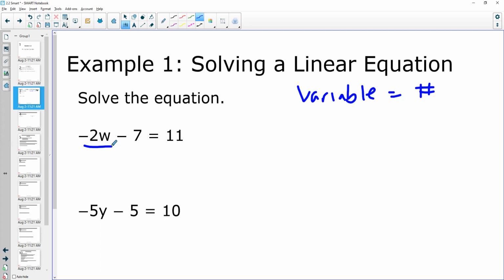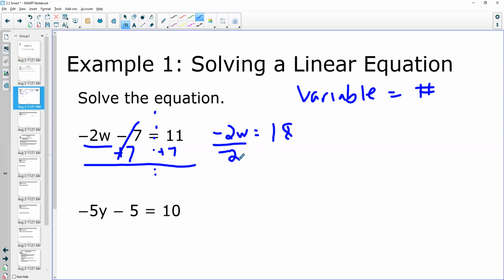So negative 2w minus 7 equals 11. The first step is going to be to do the opposite of negative 7, which is add 7 to both sides. Make sure when you do that, you're crossing over the equal sign. That's the both sides. So the negative 7's cancel. I get negative 2w equals 18. And then the opposite operation for multiplication is division. So I'm going to divide by negative 2. And w is going to be negative 9.